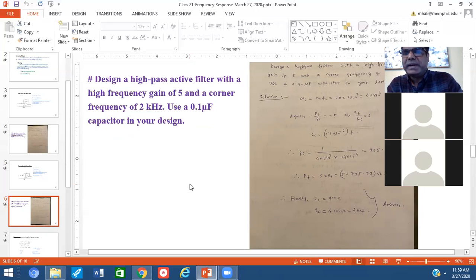So that's why you see, finally, I have written the answer Ri should be 800 ohm, because that value is available in the market, and for Rf value, 4,000 ohm, which is 4 kilo. And this is also pretty much similar to the previous problem that we discussed 3 minutes back. Is this fine?